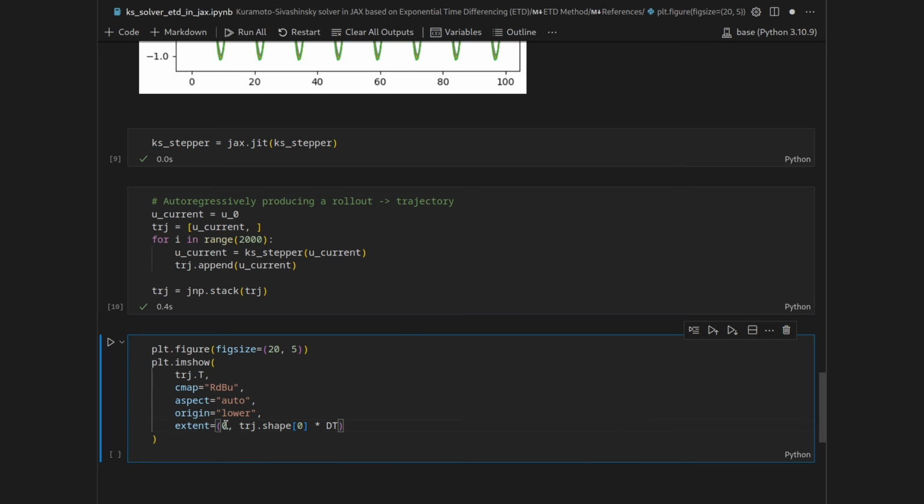So this is the extent of the x-axis, which represents time, that starts at 0 and then goes to 2001, which will be the shape here, times dt. And then in space direction, we will go from 0 to 100. Then let's also fix the minimum color value to -2 and the maximum color value to 2.